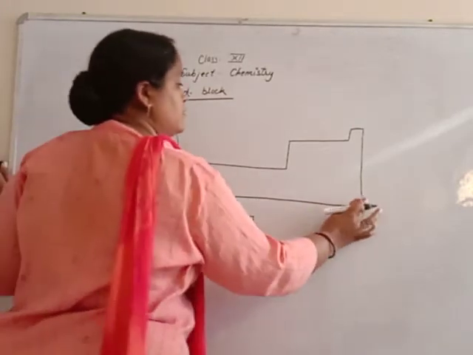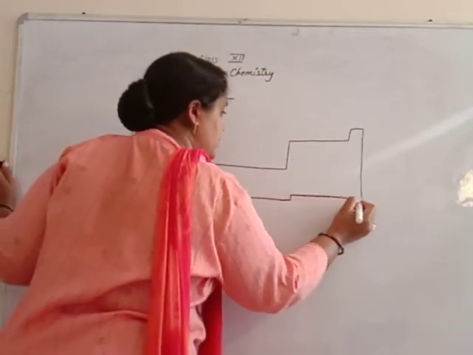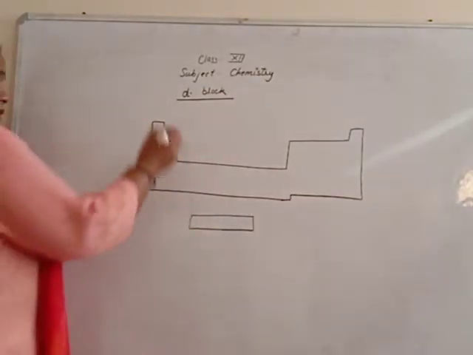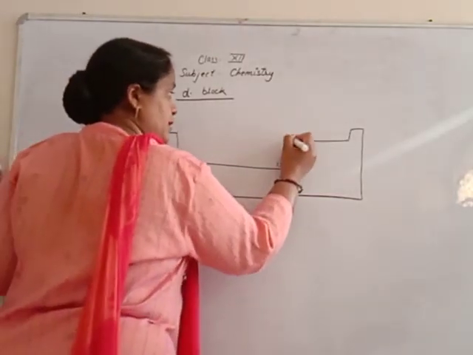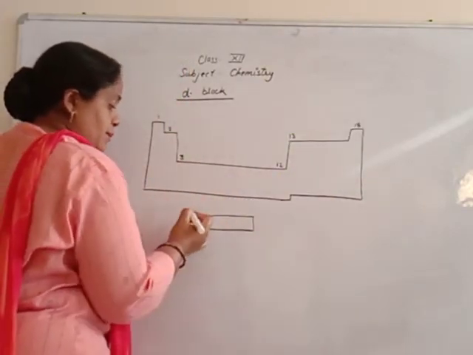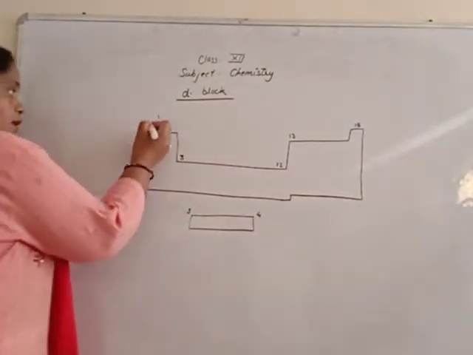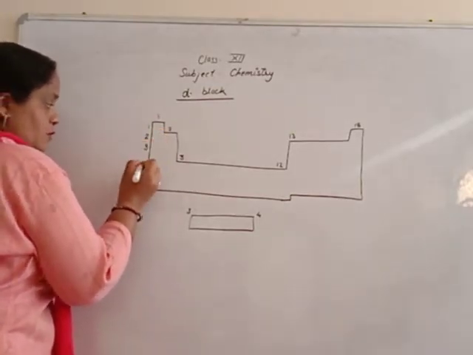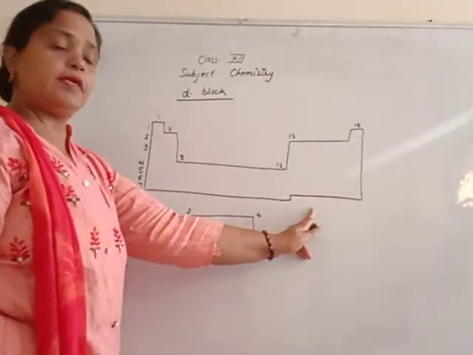Moreover, if you want to discuss it completely, the 7th period is incomplete, you will see like this. It is group 1, group 2, this is group 3 to group 12, beta, 13 to 18, and these elements are present between group 3 and group 4. It is period 1, 2, 3, 4, 5, 6 and 7. 7th period is an incomplete period.